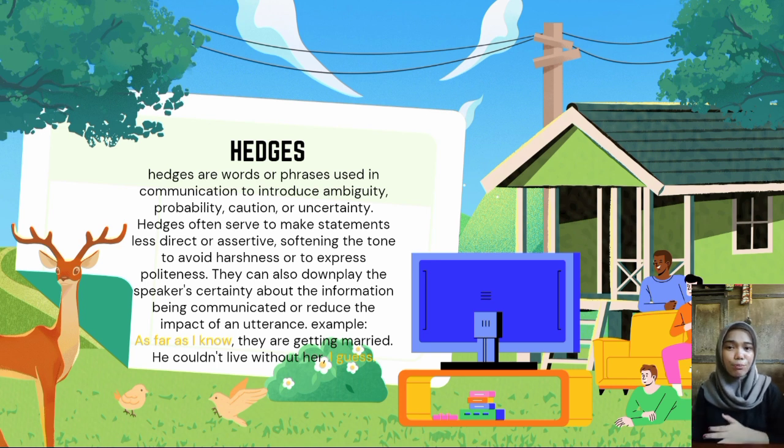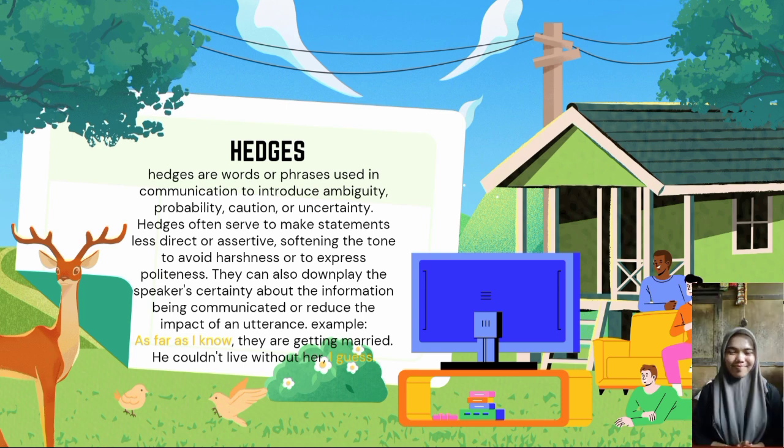Hedges often serve to make statements less direct or assertive, softening the tone to avoid harshness or to express politeness. They can also downplay the speaker's certainty about the information being communicated or reduce the impact of an utterance. For example, "As far as I know, they are getting married." "He couldn't live without her, I guess."